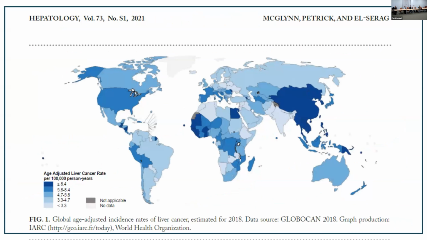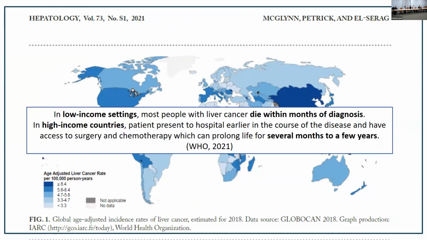Around the world, hepatitis C causing hepatocellular carcinoma or liver cancer, again showing some of the higher predominance areas here. And in low-income settings, most people with liver cancer die within months of diagnosis. And in high-income countries, where you can get treatments and detection and chemotherapy and surgery, you can prolong life for several months to a few years. So it's a very serious outcome, and very real for many people living with chronic hepatitis B.